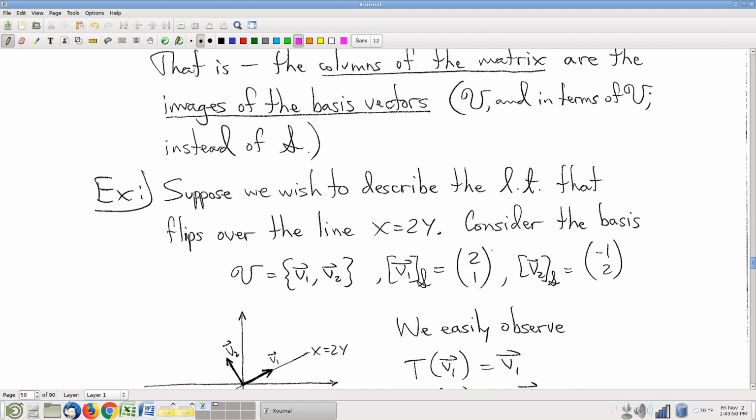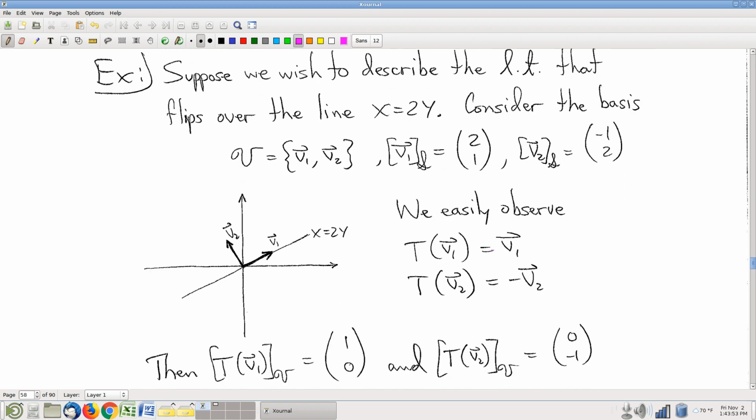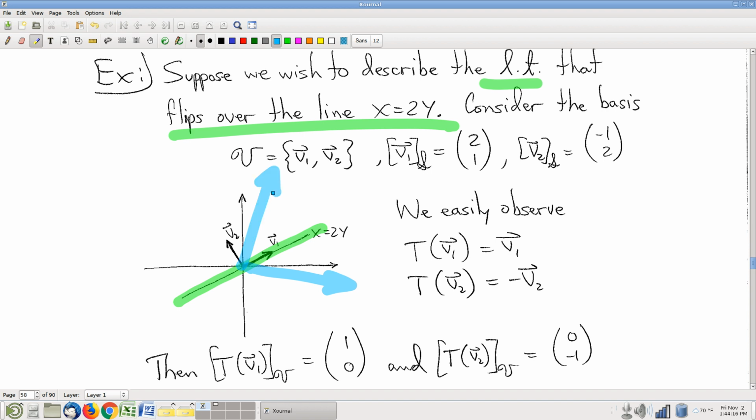Okay. All right. Here's an example of how it can be convenient to represent a linear transformation with respect to a different basis. There is a linear transformation that flips vectors over the line x equals 2y. Now let's just see what that looks like. Here's that line x equals 2y in the xy plane. And if you have some vector like that, you flip it over that line and you get something like that. And it's not hard to persuade yourself, just geometrically, that this is a linear transformation. If you add two vectors and then flip them, that's the same as flipping them and then adding them, right? Geometrically pretty satisfying.